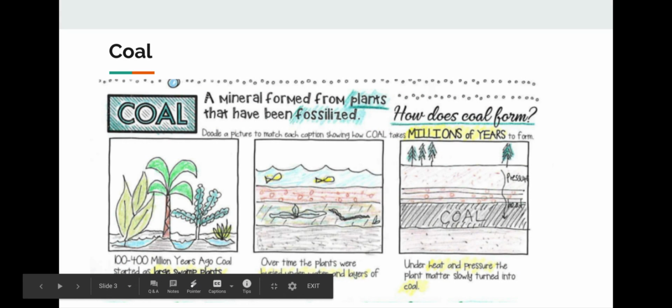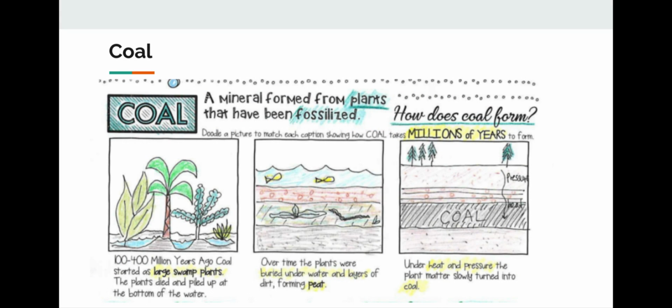Next, we have coal. Coal is a mineral that is formed from plants that have been fossilized. So coal is essentially dead plant matter that has, over millions of years, changed form into a mineral. Let's talk about how coal forms. It takes millions of years for coal to form. This is a key important feature when we're talking about non-renewable resources. It's not something that we could just do overnight.